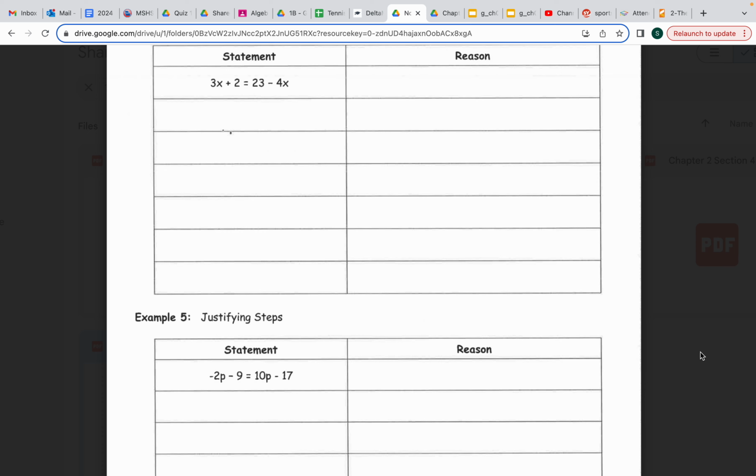Now what about our next step right here? What do we need to do? Yeah, we need to add 4x on both sides. So when we do that, it gives us 7x equals 21. All right, and what property is that? Addition. Perfect. And then what do we do for our last step? Divide what? Yeah, do we divide by 7 so we get x equals what? 3. And what property did we just use? Division. Perfect.